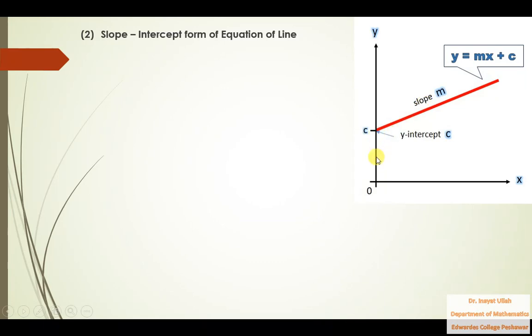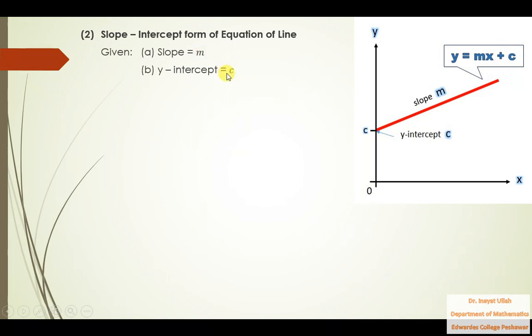So whenever you are given this distance, this y-intercept, this c, and you are given the slope of this line, how could you find the equation of a line? The slope is denoted by m. So whenever you are given m, and secondly you are given the y-intercept, which is c in this form, the slope means m and the y-intercept means c.